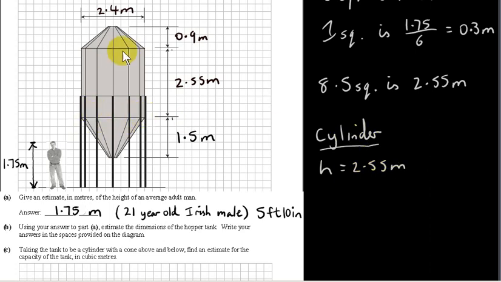And the radius, well, the circular cross-section has a diameter of 2.4 meters. So the radius of the circular cross-section is half of 2.4. Half of 2.4 is 1.2 meters. So once we have the radius and height of a cylinder, we can get its volume. Its volume is the area of the cross-section, which is pi r squared, that's the area of a circle, times the height. So here's the formula. We just plug in the values. We have pi times 1.2 squared times 2.55 for the h.